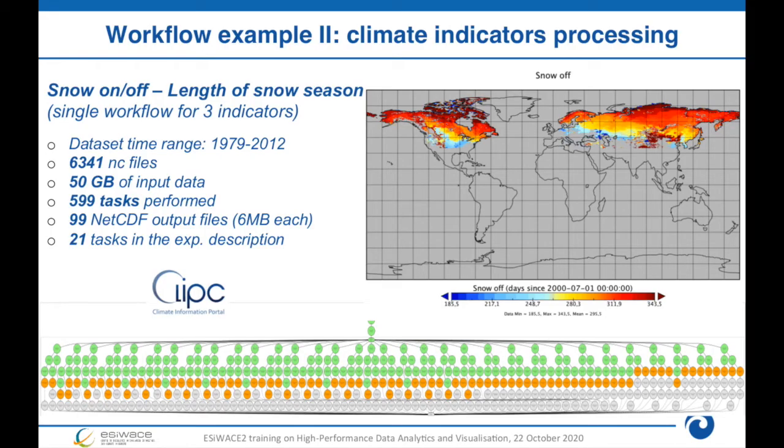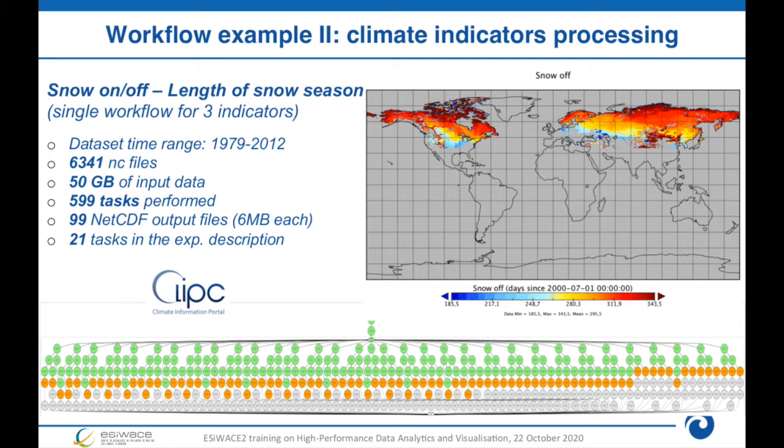The second example is still from the EClipse project. This has been another set of indicators which has been computed with a single workflow. Again, we have 3 indicators which provide information about the snow on and snow off, which are basically the indication of the first snowy day in a season, whereas the snow off is the first day after the end of the snowy season, and then we have the number of days, which is the difference between the snow on and snow off, which represents the length of the snow season.